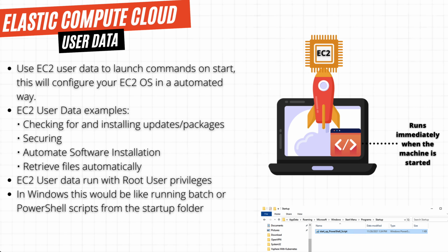Speaking about saving time, we can also use user data to save time. We use user data to launch commands on start. This will configure any settings we want in our EC2 OS in an automated way. If you have used VB scripts and placed them into the startup folder in Windows, this is the same concept. User data will install updates, install software, or download files to a directory, all in an automated way upon initial start. It does all of these tasks with the root permission level.